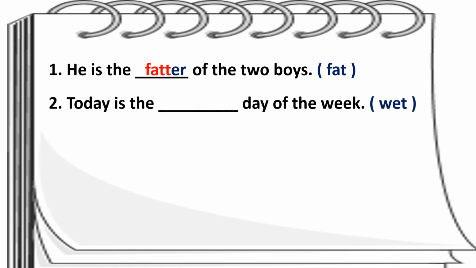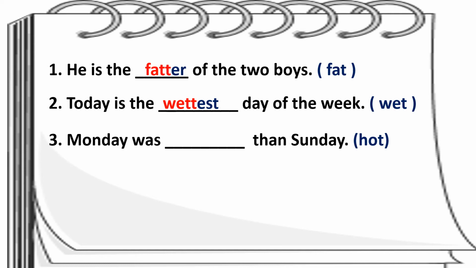Today is the something day of the week. The adjective is wet. Would we say it is the wetter day of the week or the wettest day of the week? We are comparing today with all the days of the week. Therefore, we say it is the wettest day. And the E, it's a short E, so we double the T.